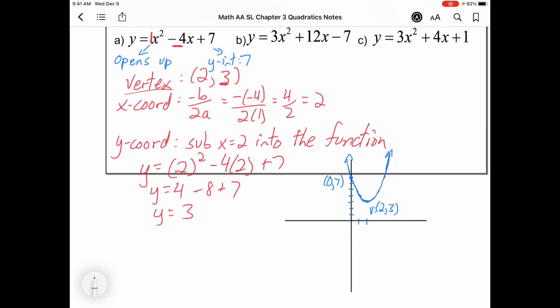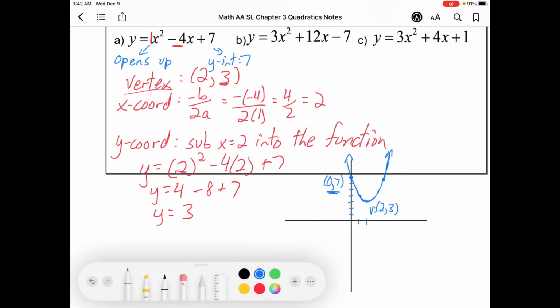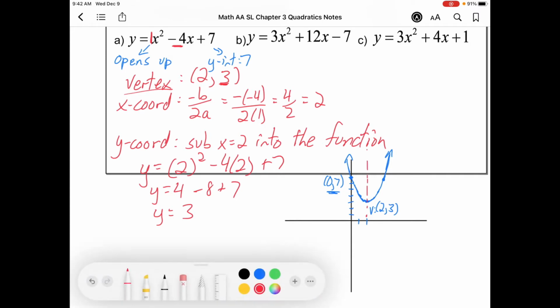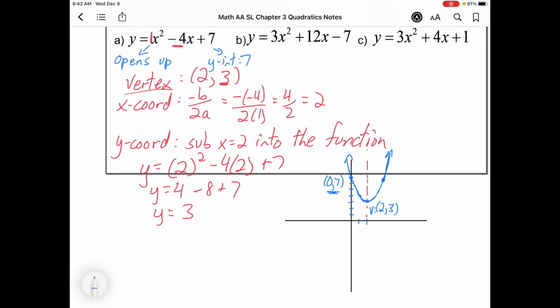Now, if you had no insight, then you could find some other points by just making a table of values. But we do know that there's going to be a point that's symmetrical to this one on the other side of the vertex. Right? The axis of symmetry is happening right here at 2. So this point that I pointed out over here is going to be at the point 4, 7, just because it's 2 to the right of the vertex. So a little extra work to find the vertex, but not a whole lot. Just remember negative b over 2a.